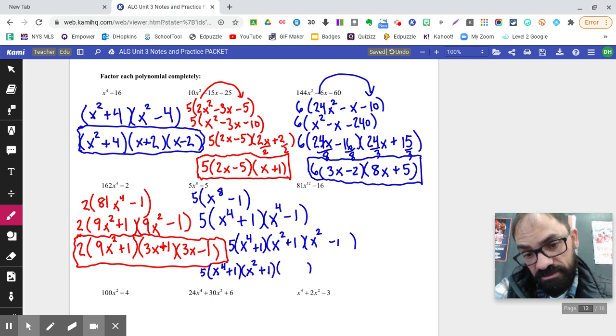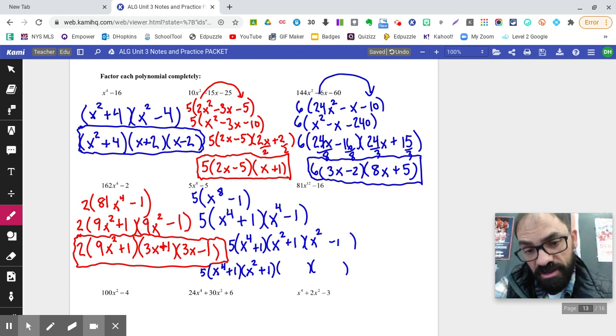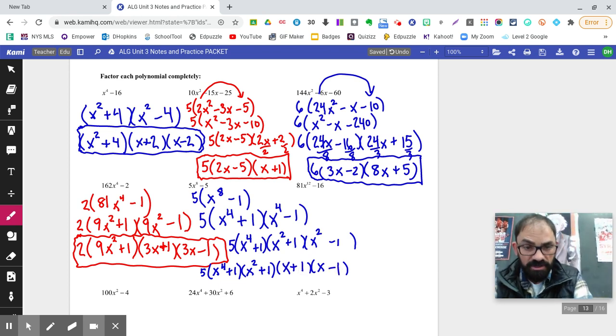And then this last factor is, yes, once again, a perfect square. X times x is x squared plus 1 minus 1. Great googly moogly. That's a lot of work.